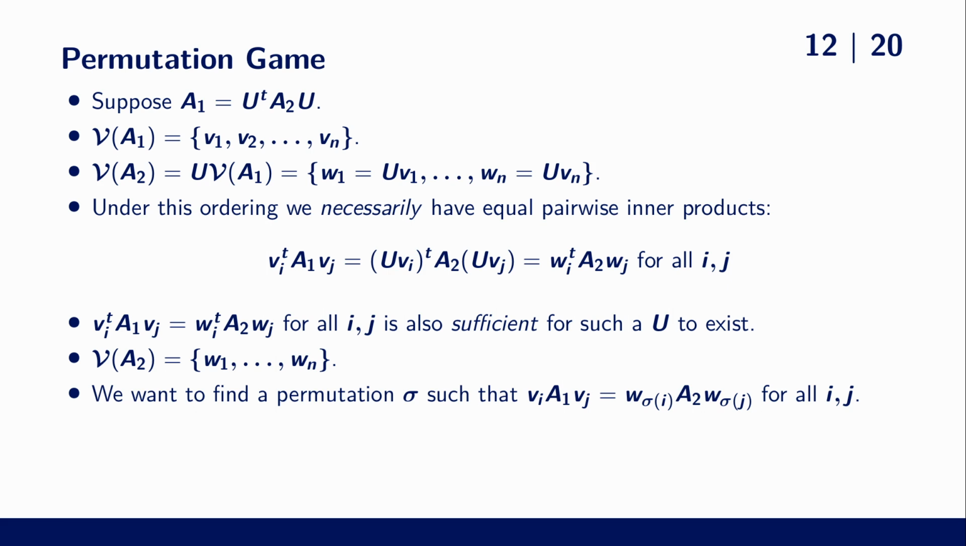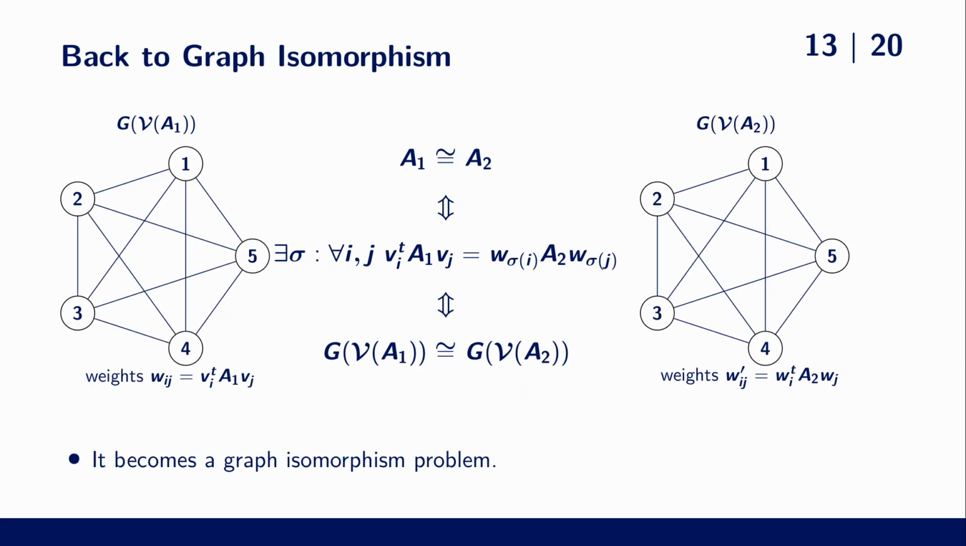Note that this thing about equal pairwise inner products sounds a lot like graph isomorphisms. And indeed, we can define a graph where the vertices are represented by the elements of the vector sets, and the weights are exactly all these pairwise inner products. And now the definition that there must exist such a permutation such that the pairwise inner products are the same is exactly the definition that these graphs are isomorphic. And so this all becomes a graph isomorphism problem.